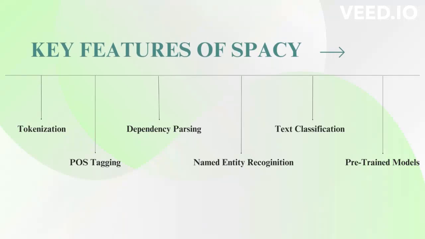Key features of spaCy. The library offers a wide range of features for processing text, including tokenization, part-of-speech tagging, dependency parsing, named entity recognition, and text classification. It also provides pre-trained models for various languages, which can be easily customized for specific tasks.